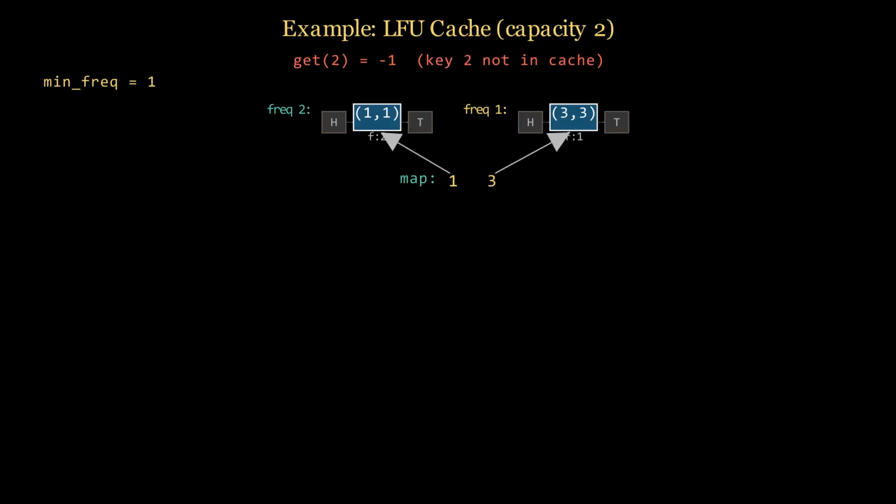Get 2. Key 2 is not in the map, we evicted it. We return -1. Get 3. We find key 3 in the map, return the value 3, and increment its frequency. We remove the node from the frequency 1 bucket and add it to the frequency 2 bucket. The frequency 1 bucket is now empty, so min_frequency becomes 2.